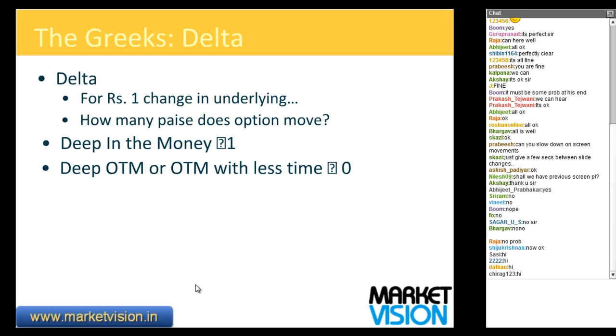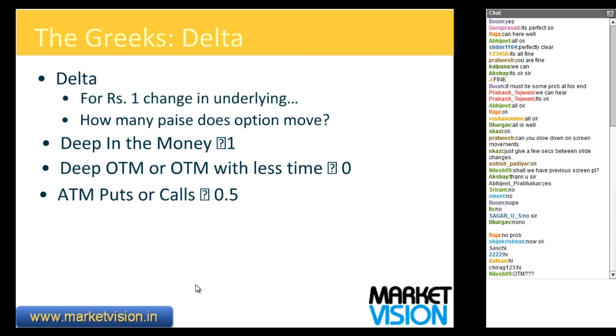Because if I move 1 rupee now, it might not really impact my 1000 rupee option. On the other hand, if you're very close to the money, it is called at the money, or close to the money puts or calls. For an 880 option, 900 may be close to the money. The 880 strike itself maybe is called at the money.